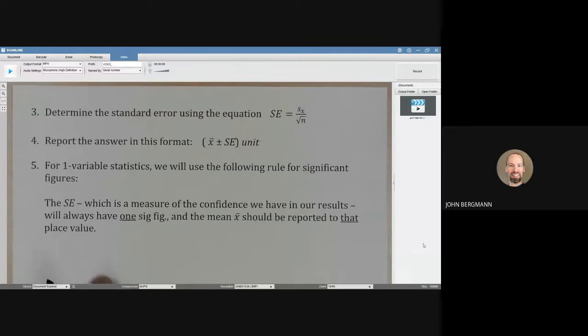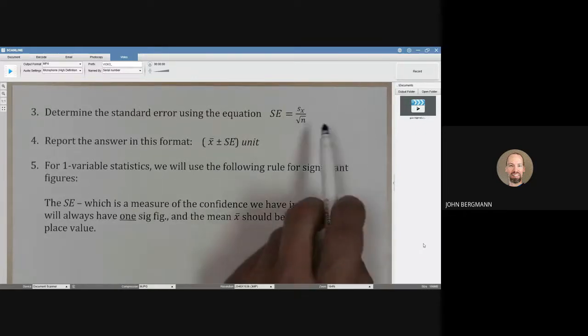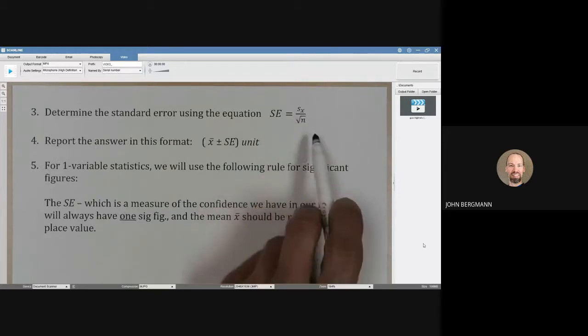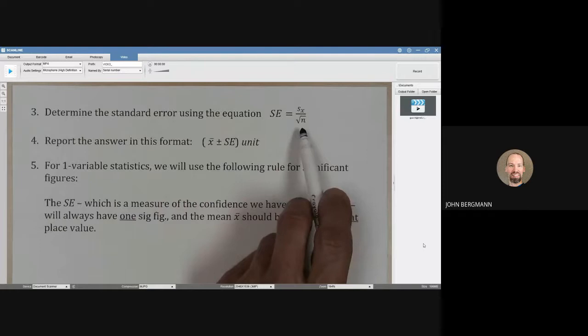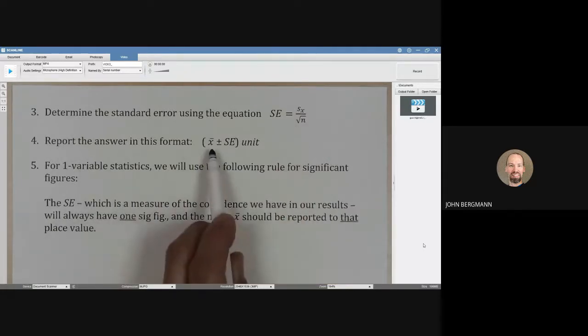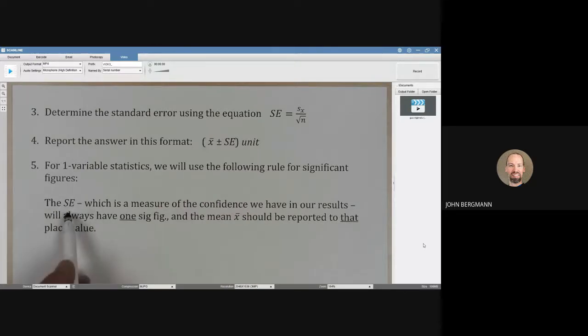Once we've found the value of S sub x, then we want to calculate the standard error, which is this S sub x divided by the square root of the number of data points that we have. And we're going to report our answer as the mean plus or minus the standard error and then whatever the unit is. And here's the rule for significant figures. The standard error, which is a measure of the confidence we have in our results, will always have one significant figure, and the mean should be reported to that place value.